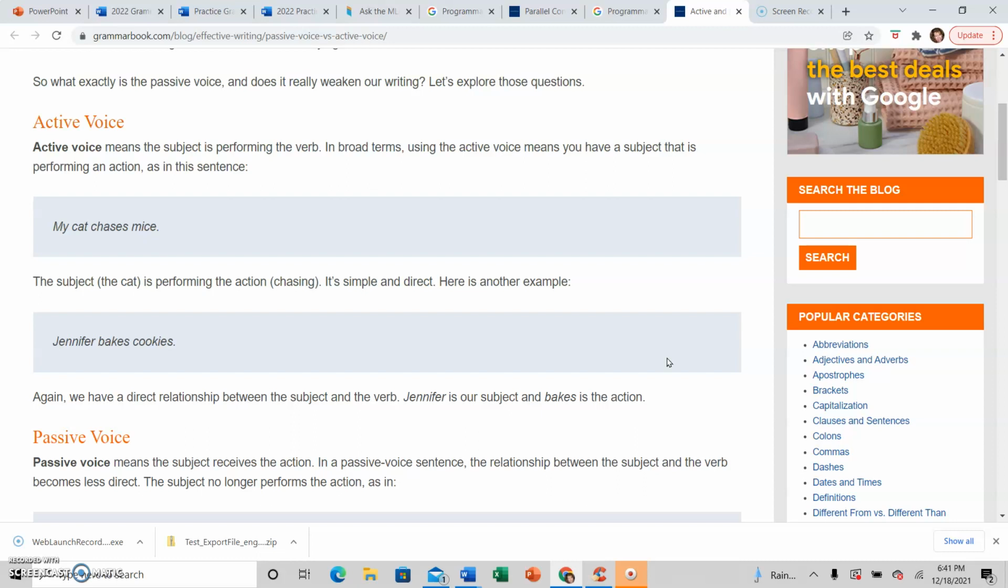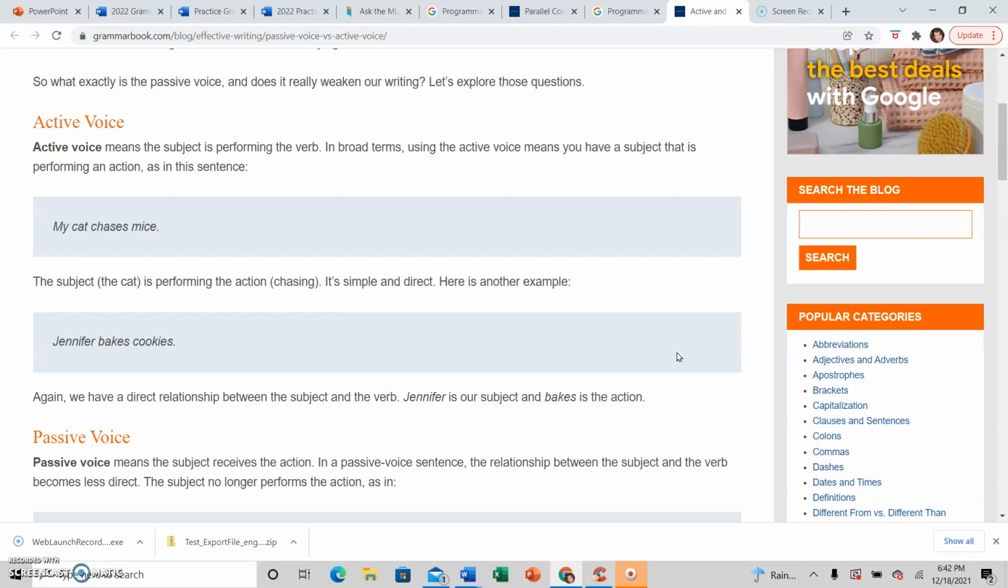So we need to know the difference between active voice and passive voice. There is some debate between instructors as to whether or not you need to use only active voice. Most English instructors prefer active voice. So if you don't know which one you should use, use active voice. And then you can always ask your instructor and do exactly as they say so that you don't lose points unnecessarily.